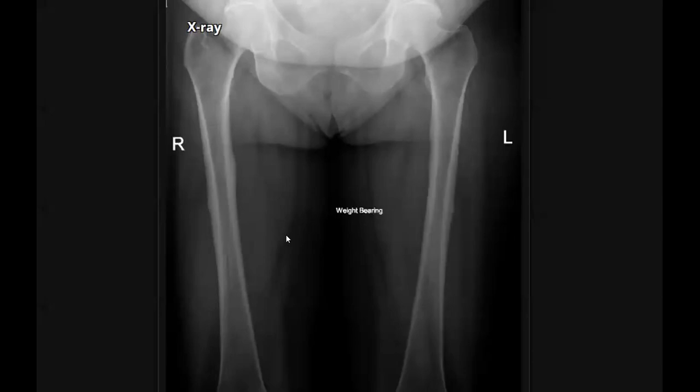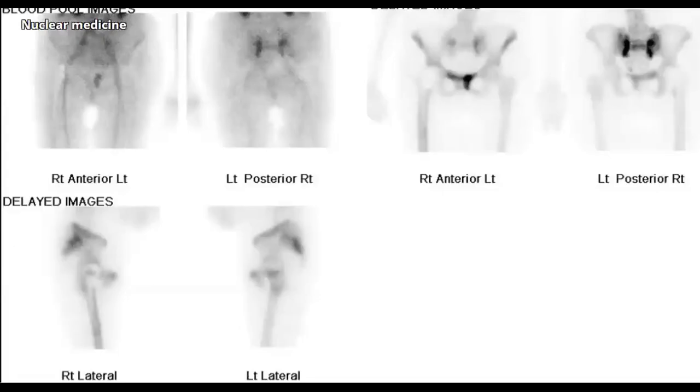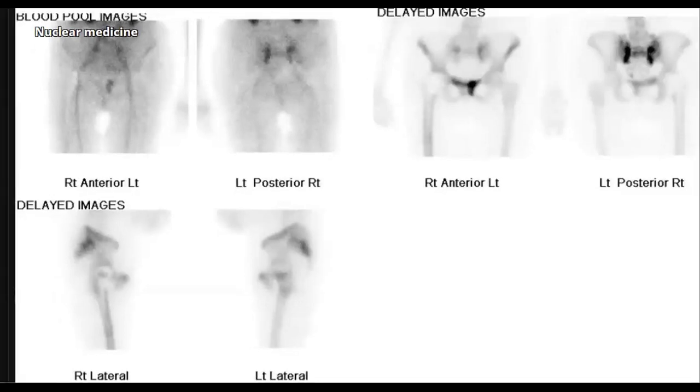bisphosphonate-induced stress fractures. So in this case, you will ask if this patient takes bisphosphonate for osteoporosis or not. Excellent. So you have to correlate with the X-ray again, and you correlate here with the clinical history of this patient who has a drug-induced stress fracture.